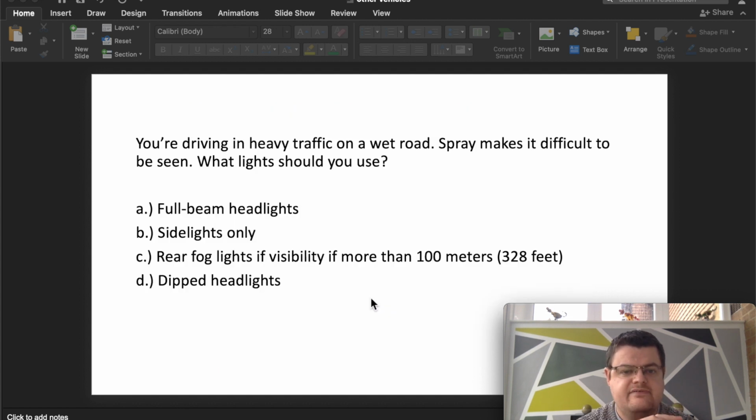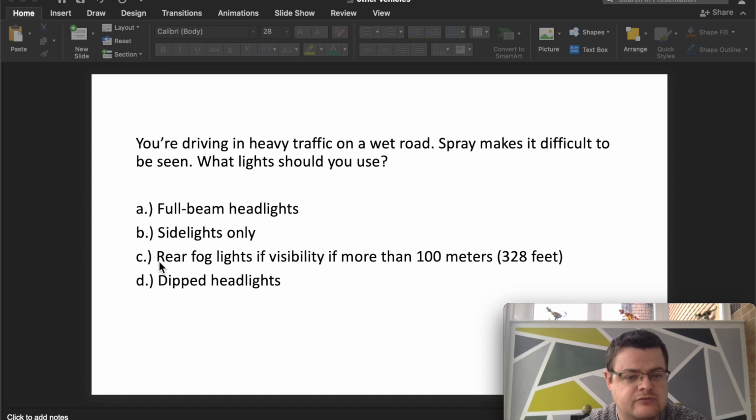You're driving in heavy traffic on a wet road. Spray makes it difficult to be seen. What lights should you use? Now this is a good one because you really need to understand what the different types of lights are. And again, you might not have had experience of using these different types of lights when you're driving. So let's go through what different types of lights we have.